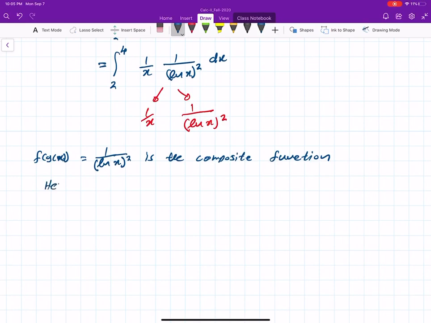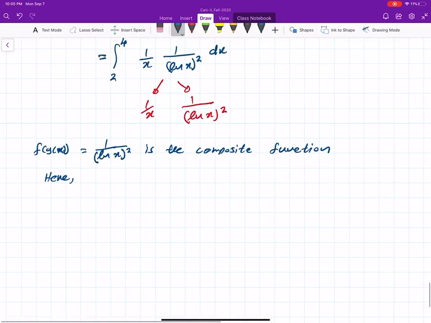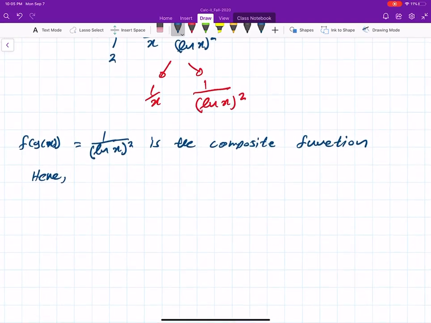Here you take the inner function as just ln x, and your f of g of x equals 1 over g of x square.